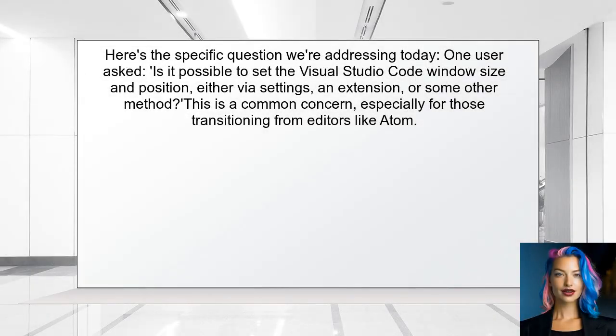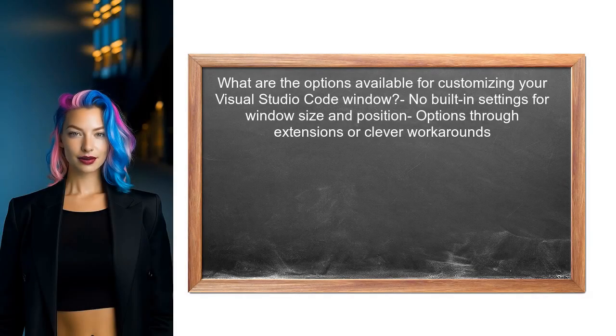Here's the specific question we're addressing today. One user asked, is it possible to set the Visual Studio Code window size and position, either via settings, an extension, or some other method? This is a common concern, especially for those transitioning from editors like Atom. So, what are the options available for customizing your Visual Studio Code window?